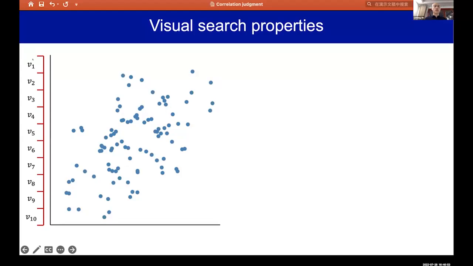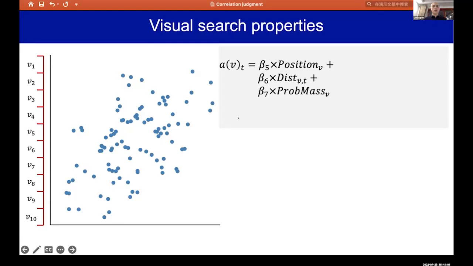And then for the vertical axis, we can do the same thing. We divided the vertical axis into 10 different segments. And we model the vertical transition in a similar way as we did for the horizontal axis. So we have three variables. The first one is position, which indicates whether the bin is on the upper side or the lower side of the screen, and the second one is the distance, which is similar to the horizontal axis, the distance to the previous fixation, and finally is the density of data points in beta 7.